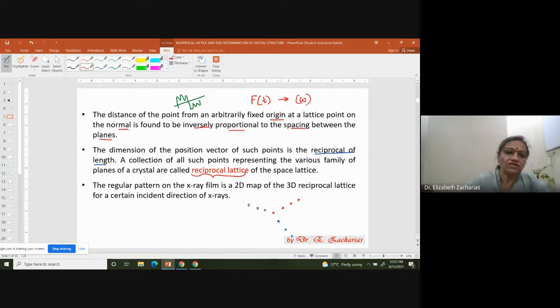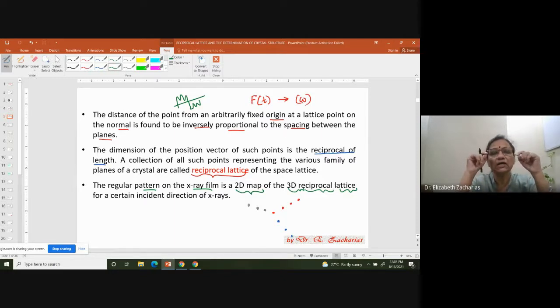Okay, let's come to the third line here. You get a regular pattern on the X-ray film, which is a 2D mapping of a 3D reciprocal lattice. Really what happens is you will be getting a 3-dimensional series of dots in a space called K space. But what you see on the X-ray film is just a 2D mapping of that, for a given direction of the X-ray.